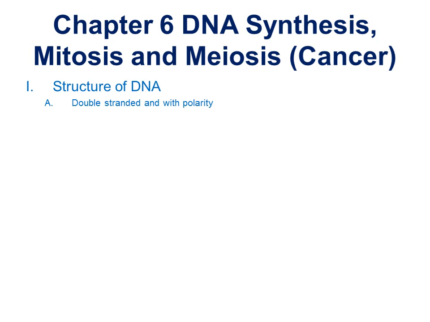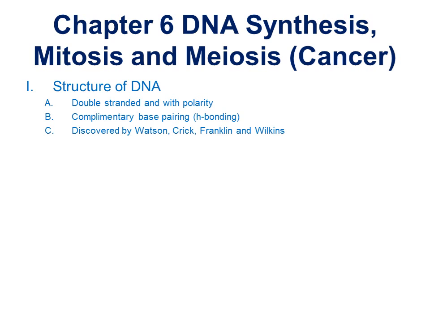So that's highlighting the structure of DNA, that DNA is double-stranded and it has polarity, which we didn't talk about. There's also complementary base pairing, which is by hydrogen bonding. This is the A's bind with T's and the G's with C's. And this was all discovered by Watson and Crick, Rosalind Franklin, and Maurice Wilkins. Now let's talk about how DNA is actually organized within the chromosome.